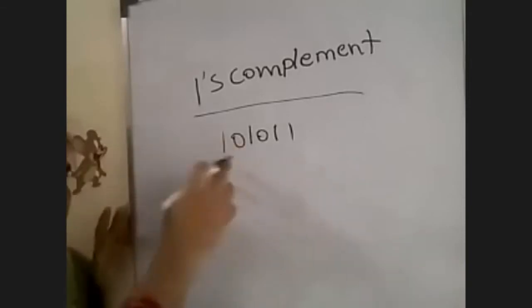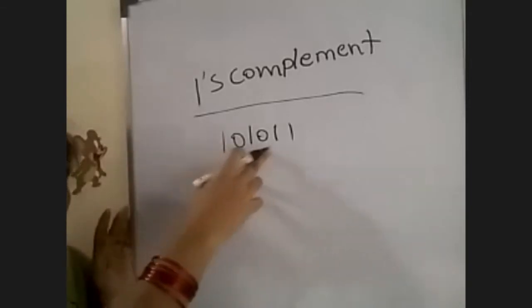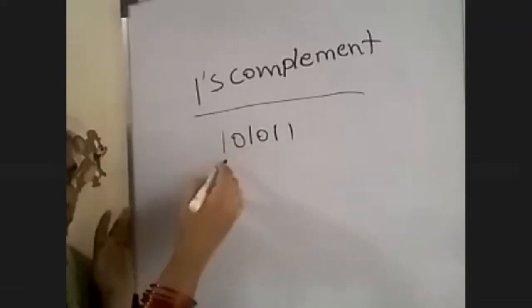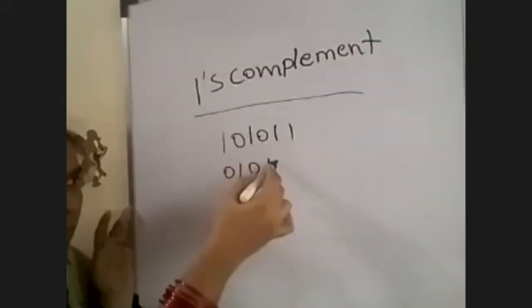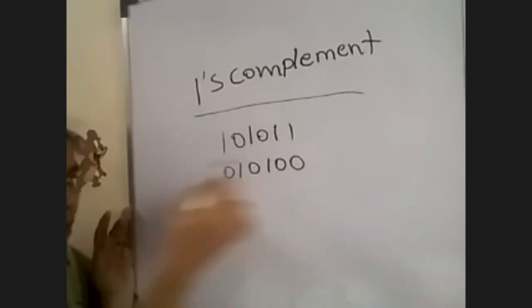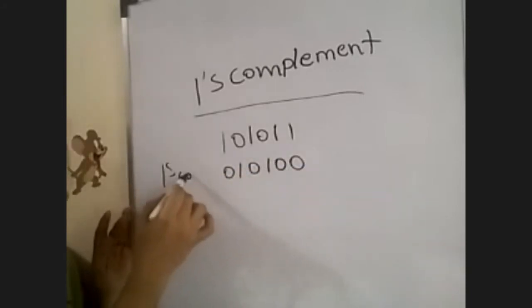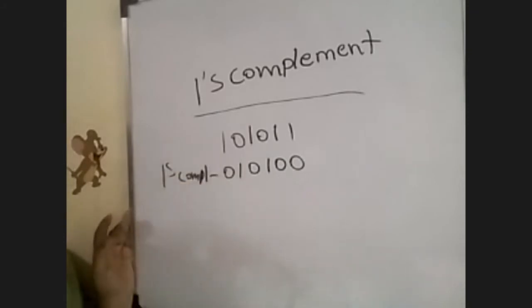So find the one's complement for 101011. Here we change the values: 1 to 0, 0 to 1, 1 to 0, 0 to 1, 1 to 0, 1 to 0. This gives 010100, which is the one's complement representation. Is it clear? Simply change ones to zeros and zeros to ones. Next, you will solve another example.